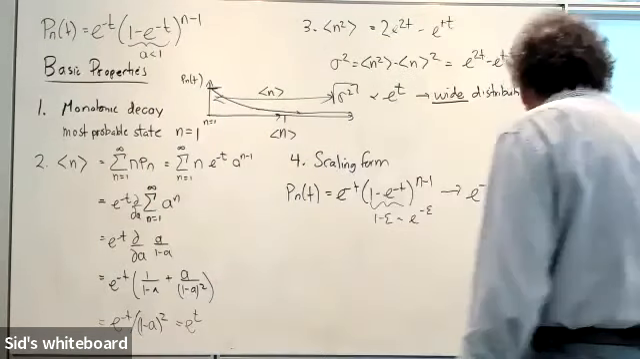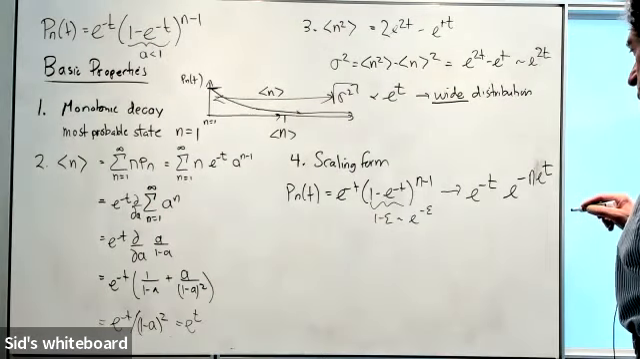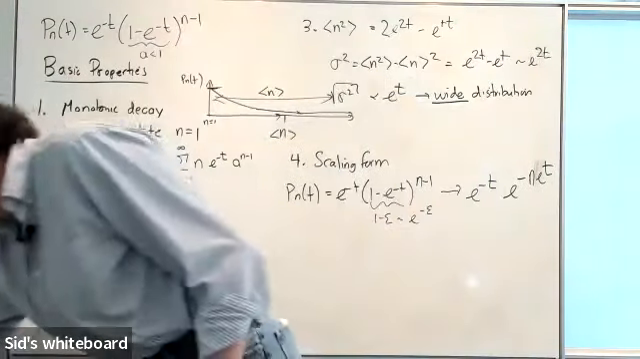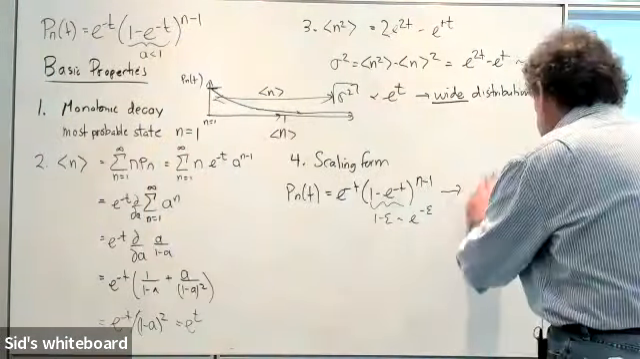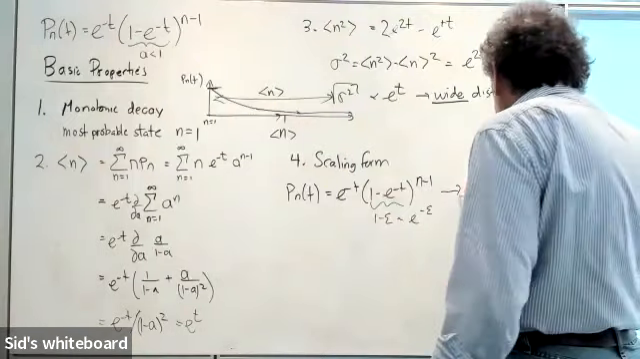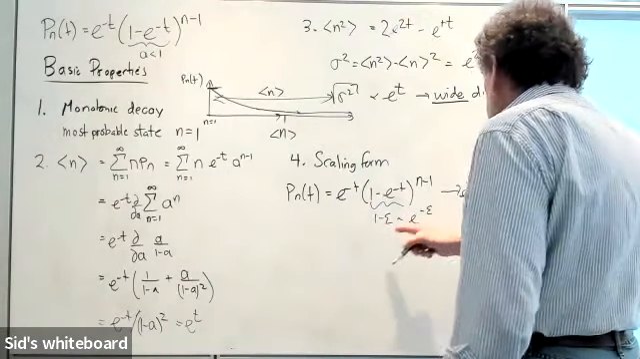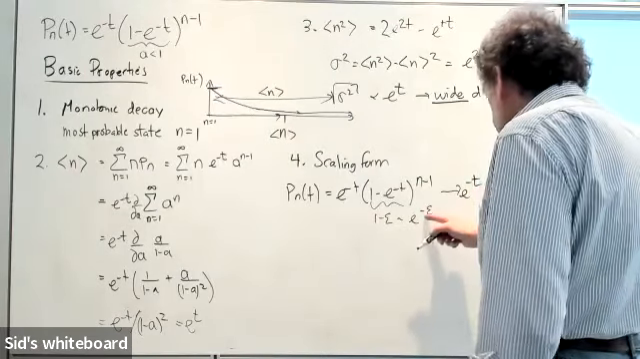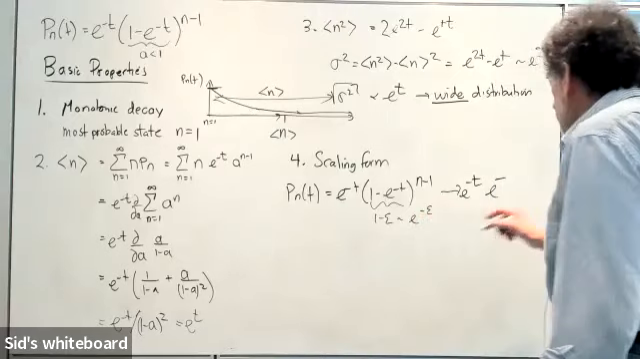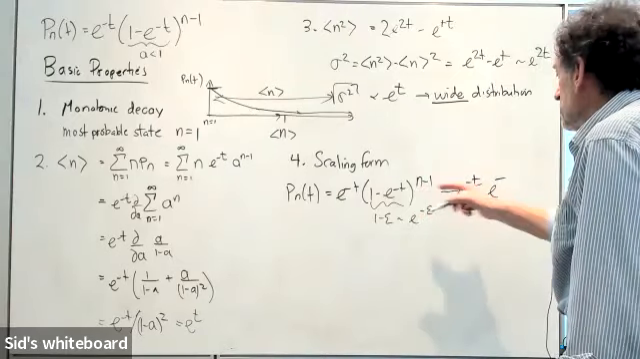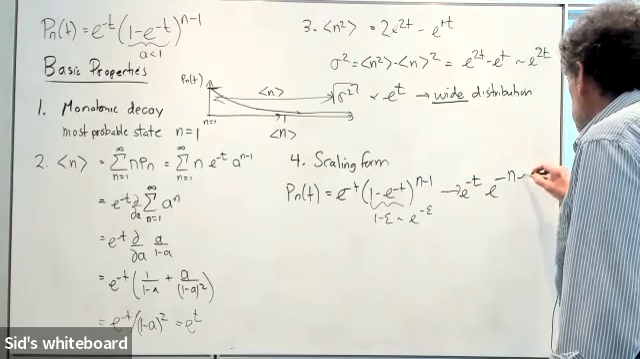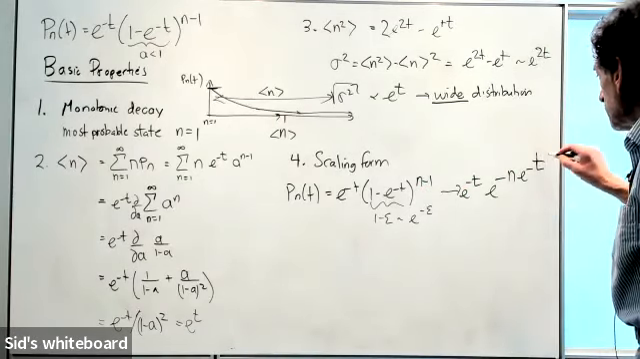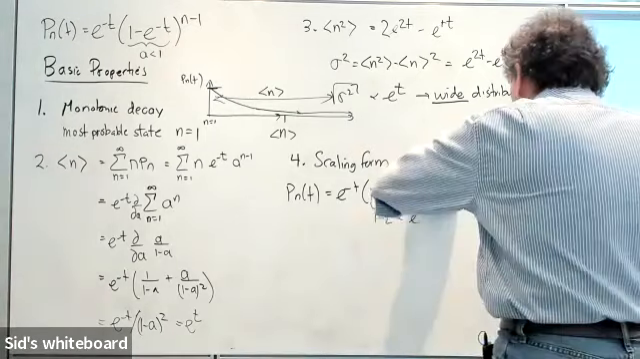Sorry, I have a sign mistake. We have e to the minus t, and then there was a minus here, and now I'm replacing n minus 1 by n, and epsilon is e to the minus t. So this is okay. This is what's called a scaling form.